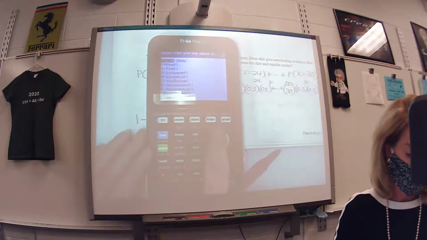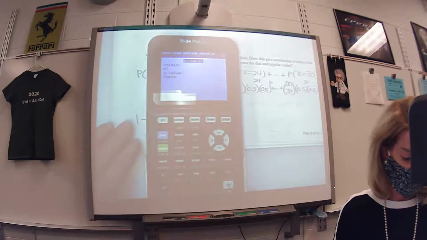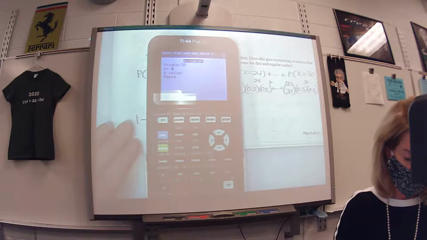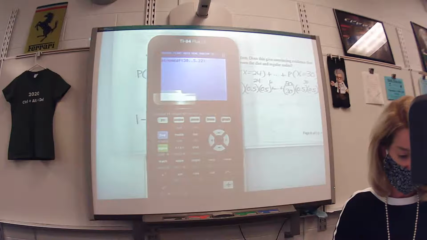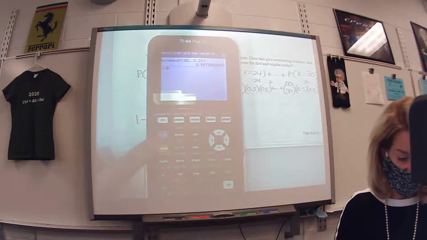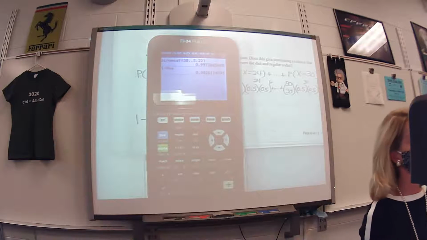Distribution. Binomial CDF. 30 trials. P was 0.5. My X value, 22. 1 minus that, 0.0026.